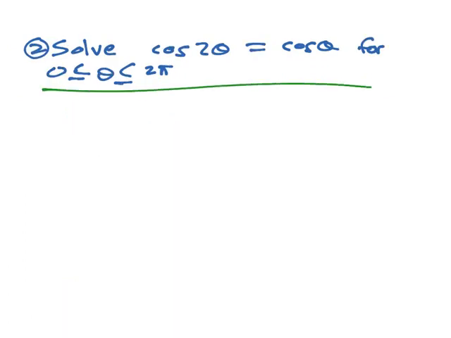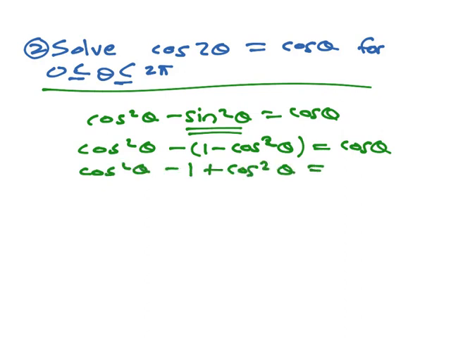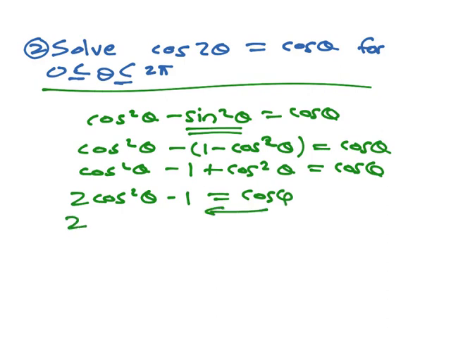Now we're going to look at solving one with cos 2 theta. So cos 2 theta is cos squared theta minus sine squared theta, which equals cos theta. Of course, you're welcome to use the one you've memorized, 2 cos squared theta minus 1. Or do it the long way, which I'm doing now, by changing the sine squared to 1 minus cos squared. So it's going to be 2 cos squared theta minus 1 equals cos theta. Bring the cos theta over, and you get 2 cos squared theta minus cos theta minus 1 equals 0.